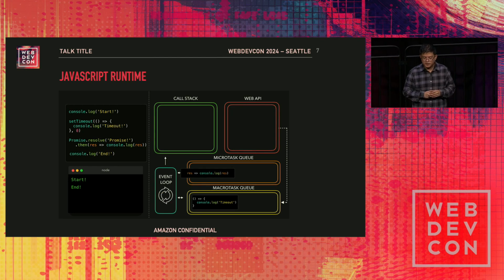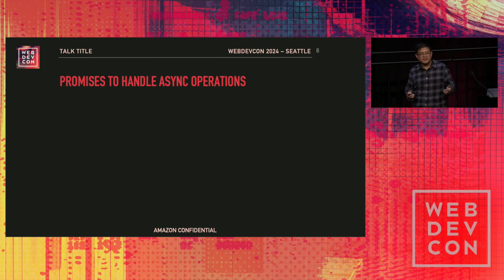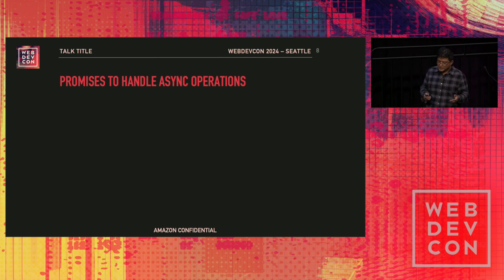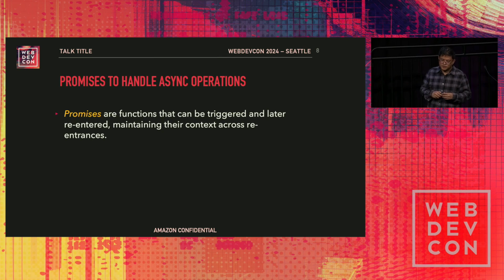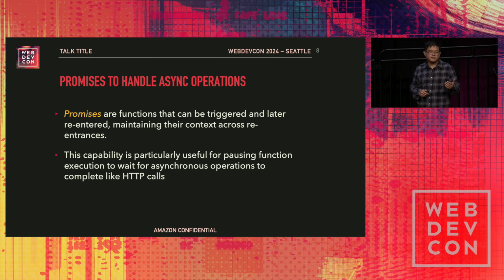And in this example, we're seeing a promise, which is a good pattern for developing asynchronous operations. Traditionally, when we deal with operations that might require some time to execute, promises are the way to go. It's how we traditionally achieve asynchronous operations. One of the characteristics of promises is that they can be re-entered and maintain the context. And this is particularly useful when we're doing things like HTTP calls.